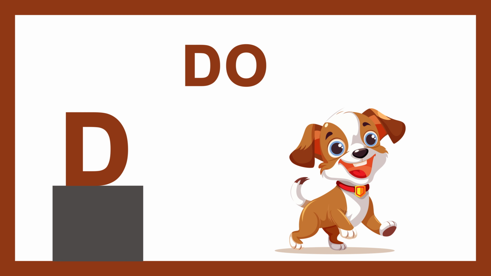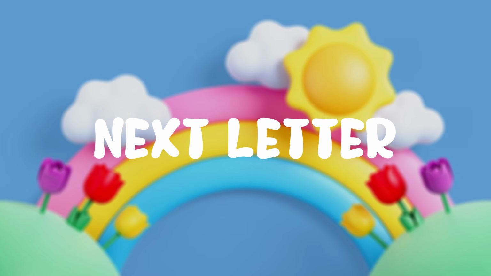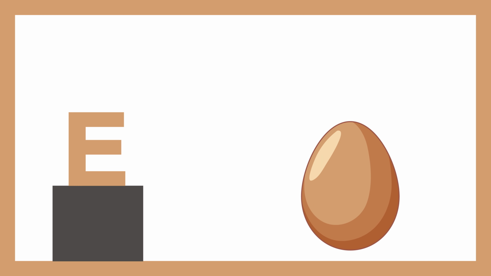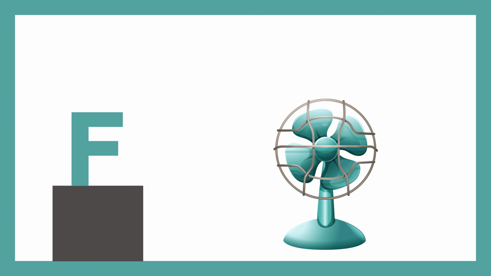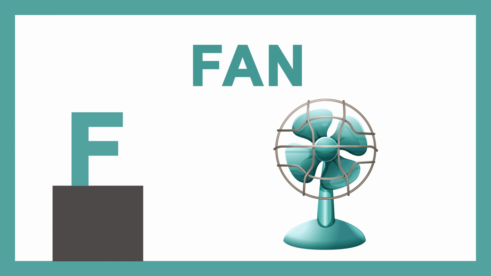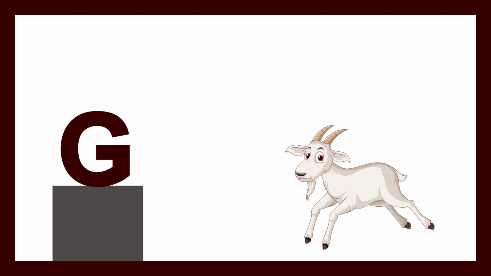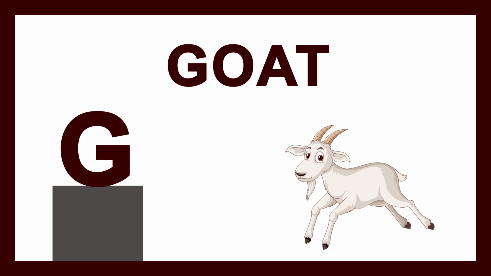D for dog. Let's spell it. D, O, G. Dog. Next letter is E. E for egg. Let's spell it. E, G, G. Egg. Next letter is F. F for fan. Let's spell it. F, A, N. Fan. Next letter is G. G for goat. Let's spell it. G, O, A, T. Goat. Next letter is H.